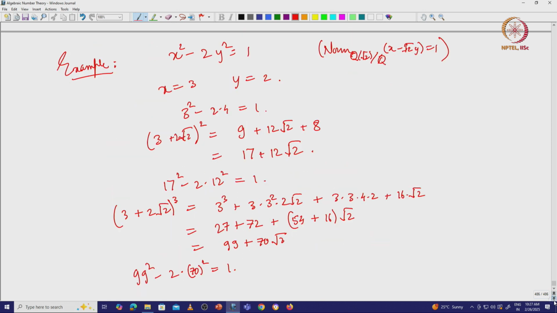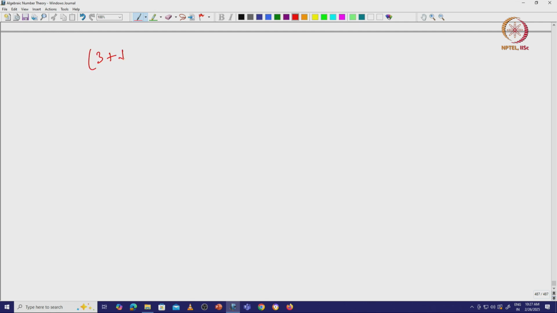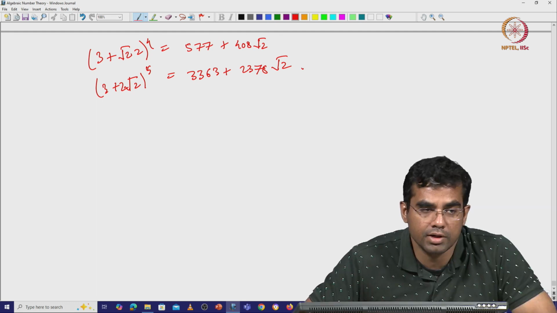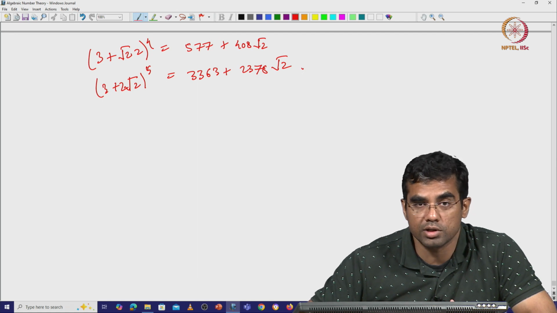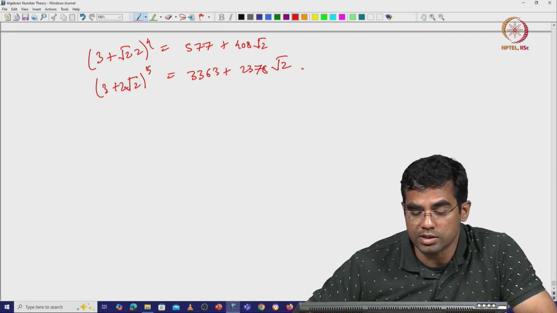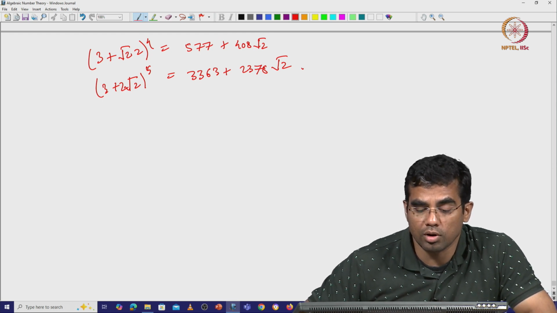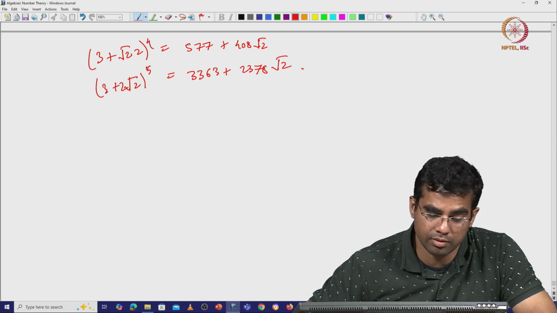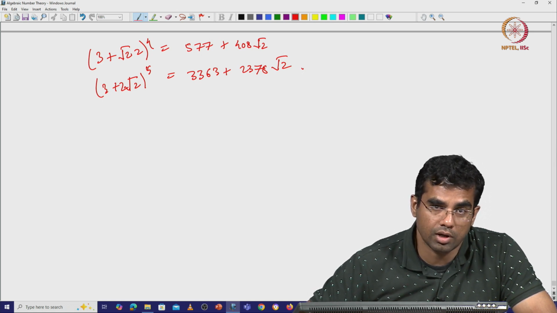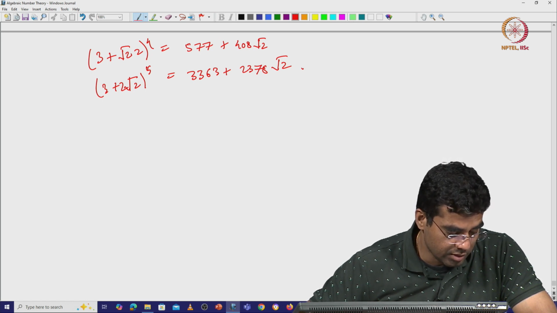And as I said, you can keep going and you can in fact generate very large solutions this way. (3 plus 2 square root of 2) to the 4 is 577 plus 408 square root of 2, and (3 plus 2 square root of 2) to the 5 is 3363 plus 2378 square root of 2. So, two things to notice. Of course, you are getting different solutions at each stage, but also these coefficients are getting much larger, right. So, you would not have found this just by pure inspection, and if you just went looking through all integers, that would be a very cumbersome process, where it would take a long time to reach 3000 and 2000. You would have to do many cases.